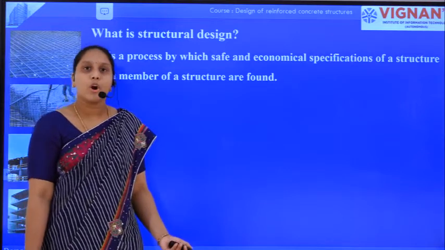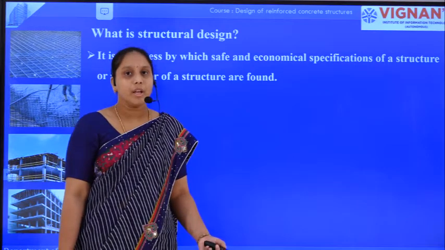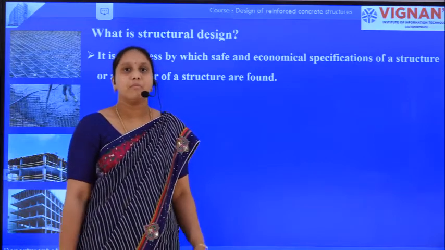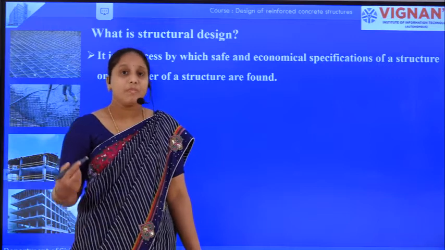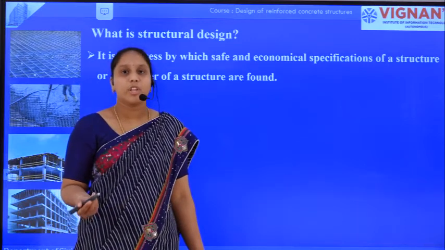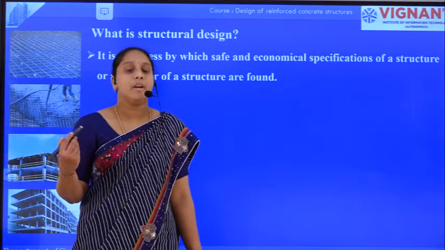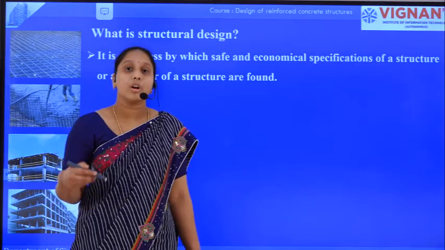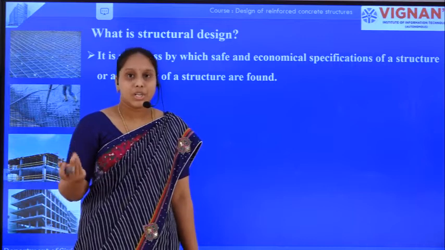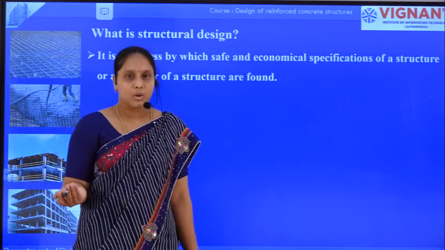Economical in the sense, you cannot provide as much depth as is required for a beam, isn't it? You cannot provide more dimensions of the beam, because suppose the beam has to carry only 50 kilonewtons load, but you have constructed the beam for 100 kilonewtons. What is happening here? You are constructing the beam for extra kilonewtons, isn't it? Due to that, extra steel will be required, extra concrete will be required, which is not economical, isn't it?